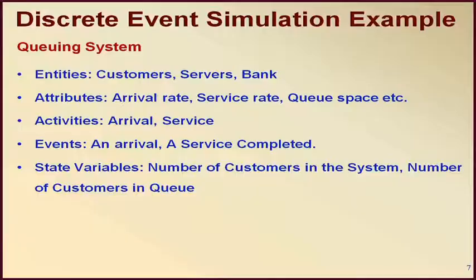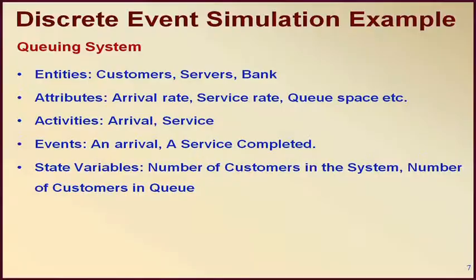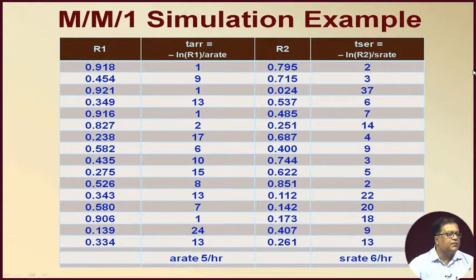Then we have the different activities. The activities are the arrival and service. And what are the events that are occurring? Two events: one is arrival and the other is service. And how do you measure all those? L, Lq, etc. Those are the state variables. Now, let us see how this particular simulation is taking place.